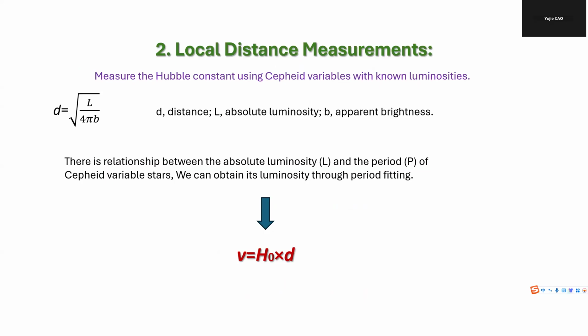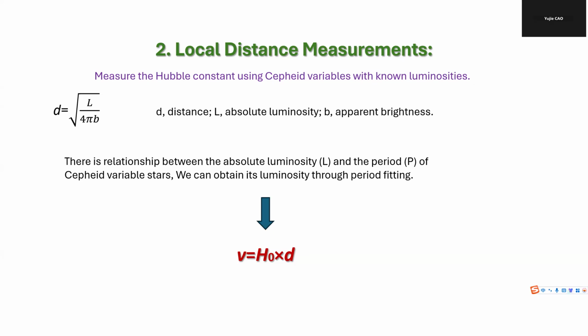Second method, local distance measurements. The second method focuses on measuring distance to nearby astronomical objects, such as supernovae and Cepheid variable stars. We can use the definition of luminosity to determine the distance between a star and us. D is distance, L is the absolute luminosity, B is the apparent brightness. The stars serve as standard candles for measuring cosmic distance.